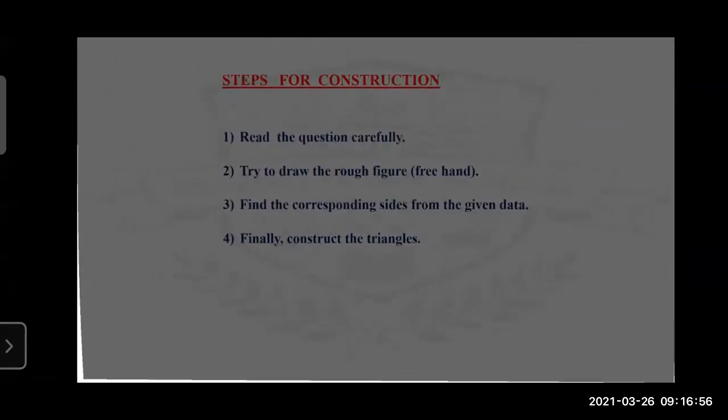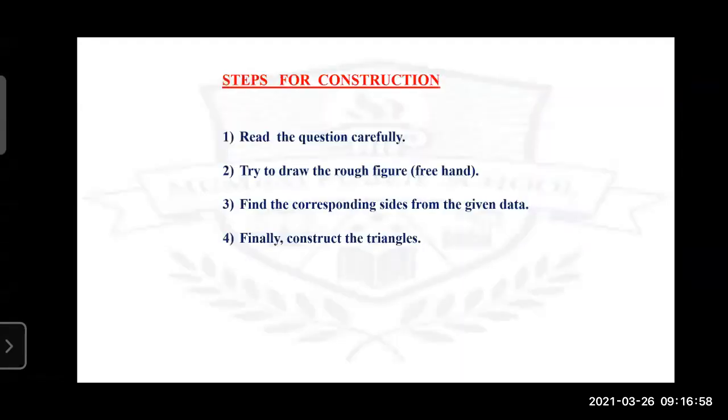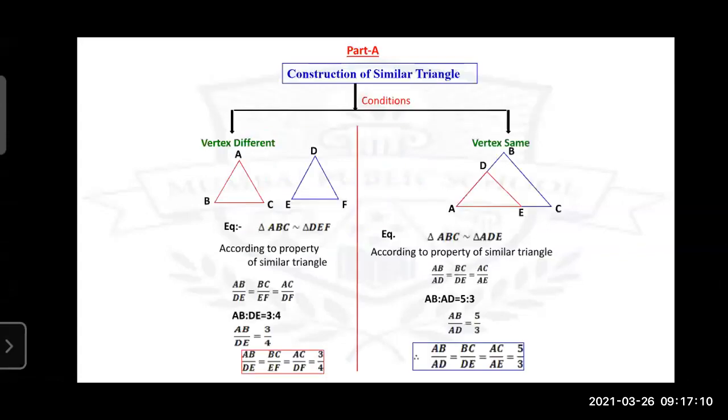Okay. So steps for construction. First, you have to read the question carefully. Then try to draw the rough figure, that is a freehand figure. Then find the corresponding sides from the given data. And finally construct the triangle. So see here for part A. In part A, we require 2 conditions. First one is the vertex different and second one is the vertex same.